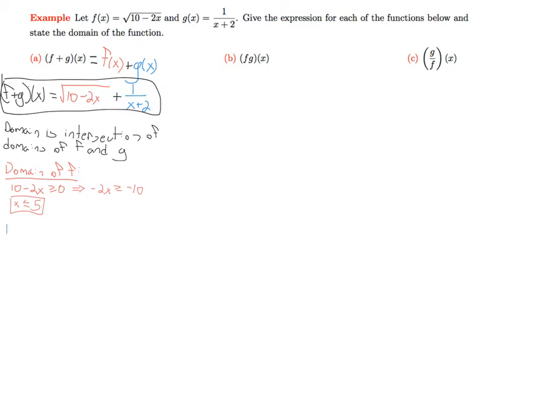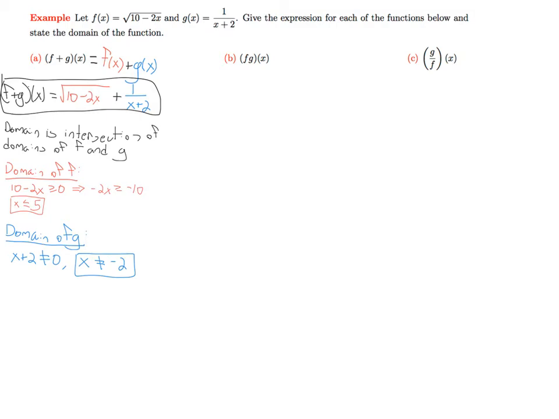For the domain of g, here we have a fraction, and the denominator of this fraction is x plus 2. So I need to make sure that I'm plugging in x values that are not going to give me a 0 in the denominator. Any other x value is going to be fine to plug in. So the domain is all values of x such that the denominator x plus 2 is not equal to 0. That tells me that any value of x which is not equal to minus 2 is in the domain of g.